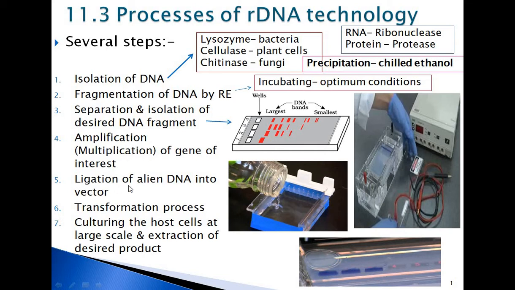The next is ligation of alien DNA into the vector. After ligation, there is the transformation process, and after that culturing the host cell at large scale, that means on an industrial scale, and extraction of the desired product. So first of all, we will start with the isolation of DNA.